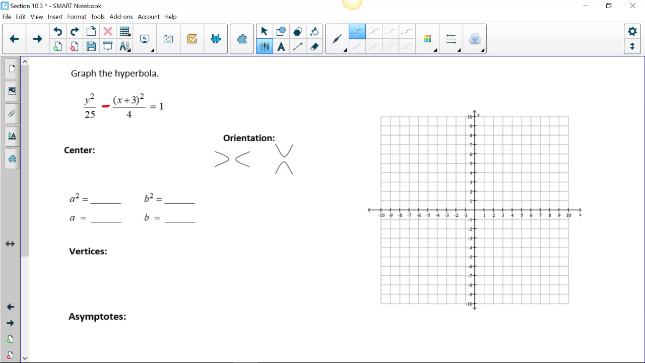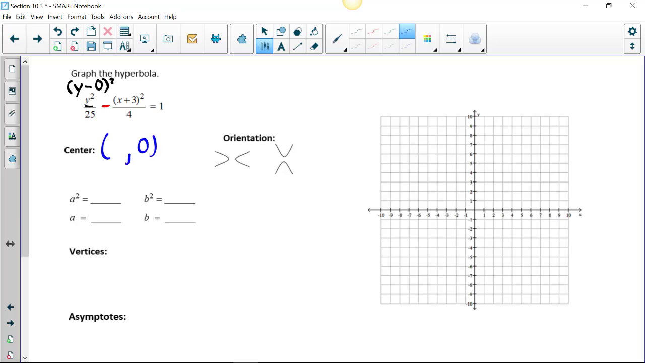Notice how in the first fraction, I have just a y squared. Okay, there's no plus or minus. So remember, if it's just a y squared, then that means it's the same thing as y minus 0 squared. So that means the y coordinate of the center is 0.